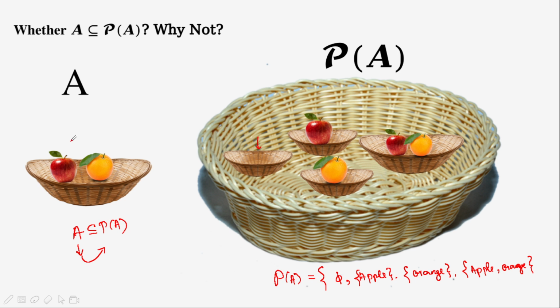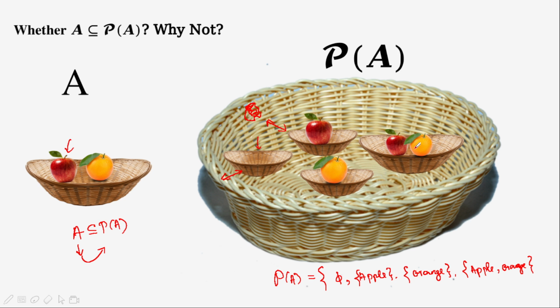This means I need to look at whether the apple, which is an element of A, is inside this bigger basket or not. Remember, the bigger basket contains baskets. So I compare the apple with the empty basket, to see whether they are equal, which is not possible. And whether the apple is equal to the basket containing that apple, definitely not. The apple over here is definitely not equal to the basket with the apple, correct?